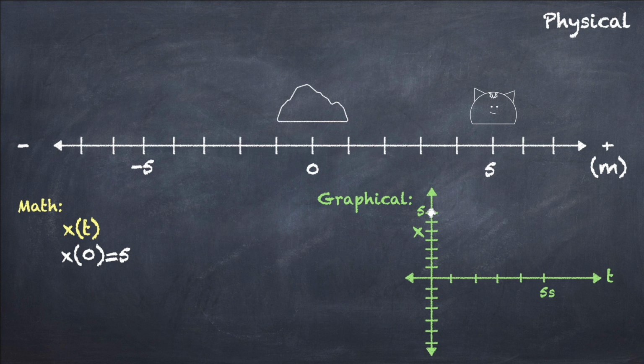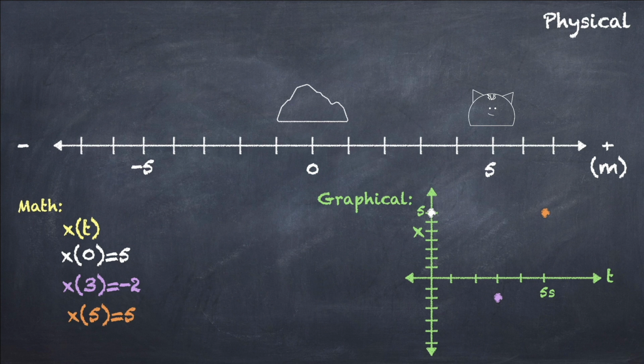Naturally, being a cat, he doesn't take off immediately. That's just not cool. He lingers for about 3 seconds before going to check out something suspicious close to the rock. Then he moves to x equals negative 2 meters. Feeling unintrigued, he returns 2 seconds later to his initial position at x equals 5 meters.